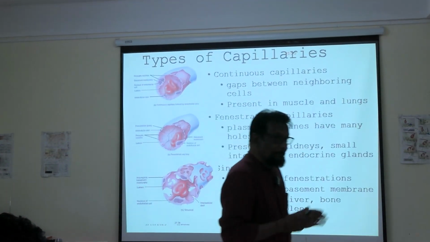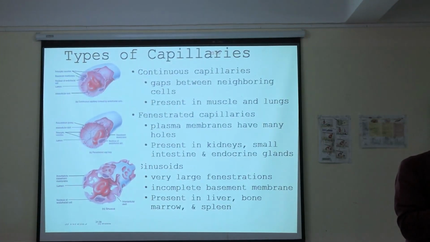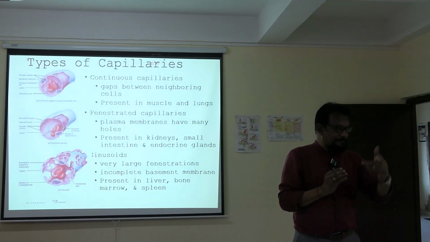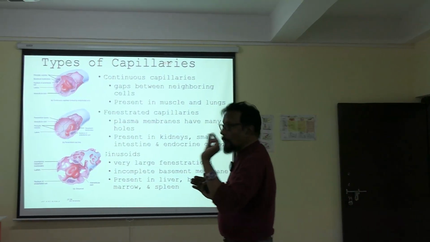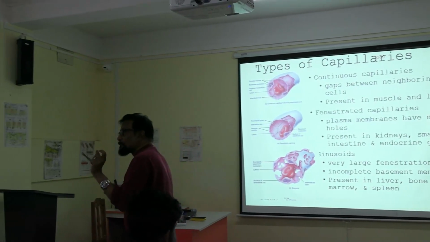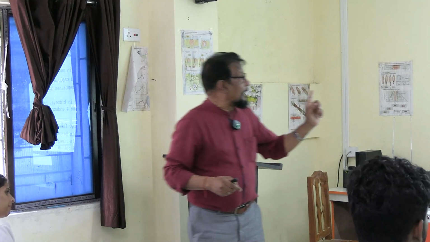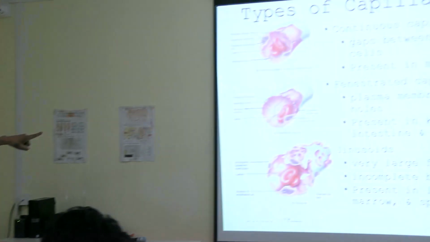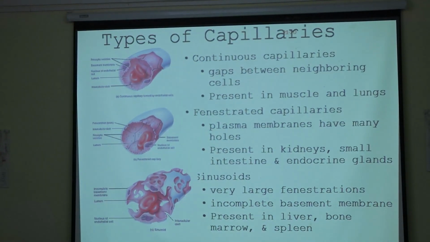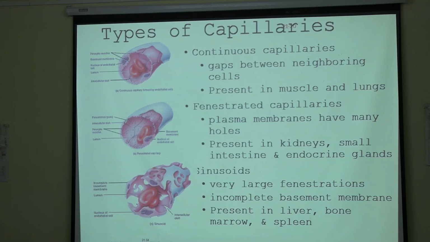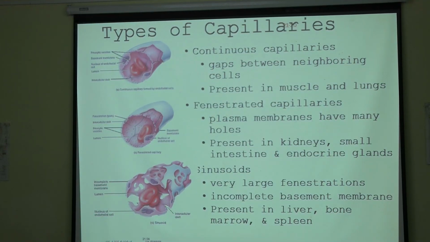The second variety is fenestrated. Fenestra means there is a gap in between the cells. Through this gap, WBCs can pass, and solid substances of very low molecular size can also pass. That's why they are fenestrated. Where will you get these? In the kidney, small intestine, and endocrine glands. And where will you get the continuous ones? In muscles and lungs.